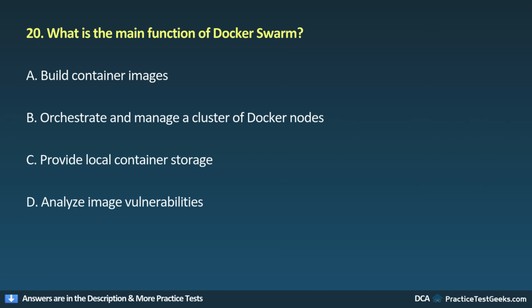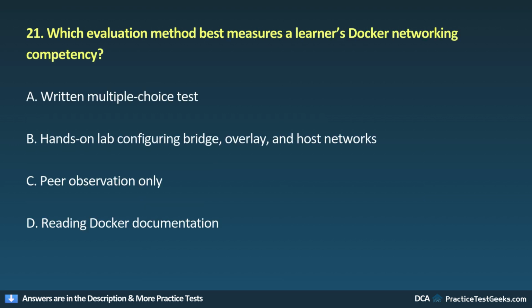C. Provide local container storage. D. Analyze image vulnerabilities. 21. Which evaluation method best measures a learner's Docker networking competency? A. Written multiple choice test. B. Hands-on lab configuring bridge, overlay, and host networks.